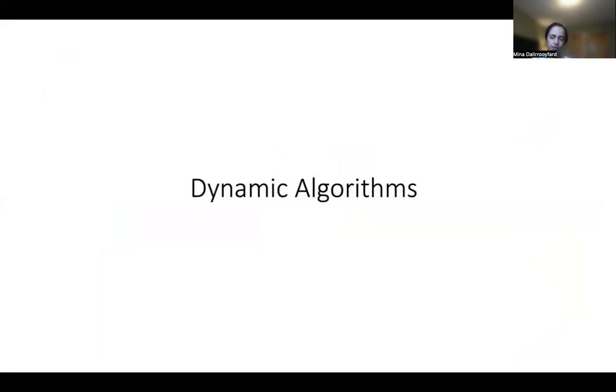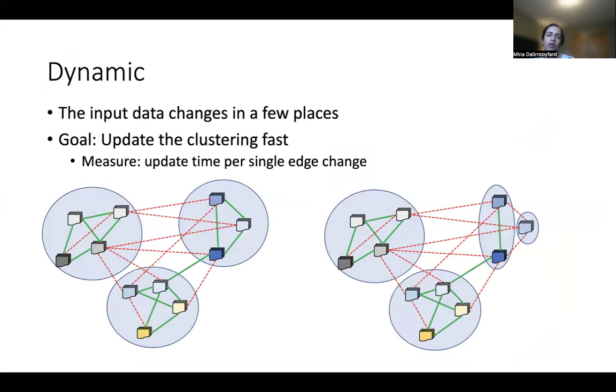So the smaller the number of probes, the better, the more efficient the algorithm is. And finally, in dynamic algorithms, the input data is changing. For example, here, these two edges change from being similar to dissimilar. As a result, if we want to update this clustering, we have to put this object in a singleton. So the goal is to update the clustering as fast as possible. The measurement is update time per single edge change.